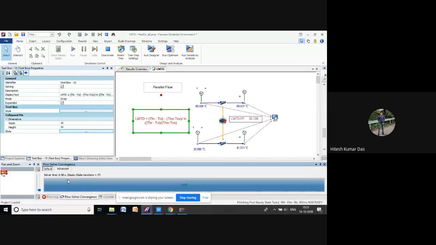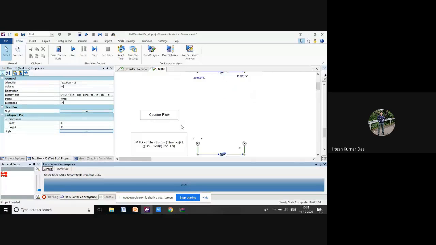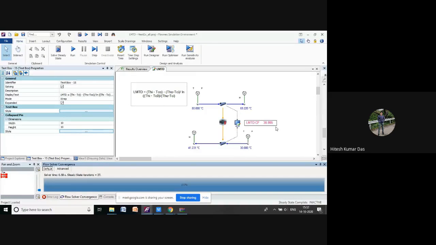By clicking on solve steady state, you can see the solver time is very small. It is less than 1 second, 0.58 second, and it is taking 37 iterations for solving. So the LMTD here we are getting is 38.199 for the parallel flow, and for the counter flow we are getting an LMTD of 38.995. This is all about our case study.